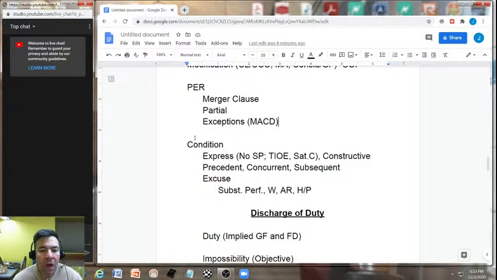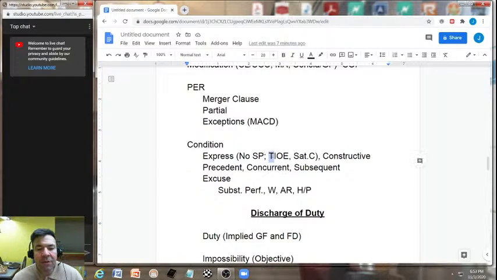And now, as we talked about, we're going to switch gears and go into full performance, and we're going to talk about conditions. When we talked about conditions being an event not certain to occur, but which must occur in order for a duty to perform to mature, we look to see what type of conditions we are dealing with here. Express condition, one that was in writing. And if it is, we do not have substantial performance at all. The party must strictly perform according to that express condition. And we also look to see whether time was of the essence and whether or not we have a satisfaction clause.